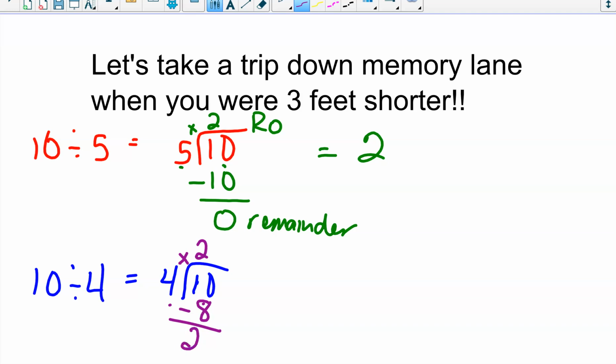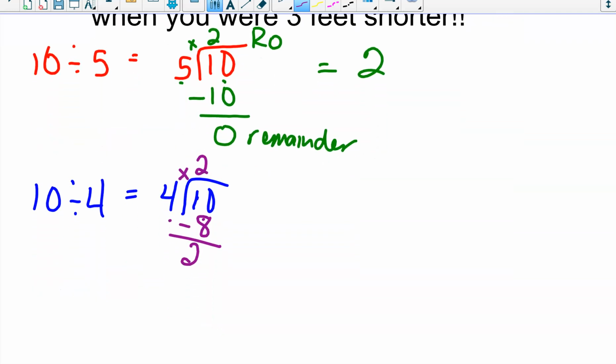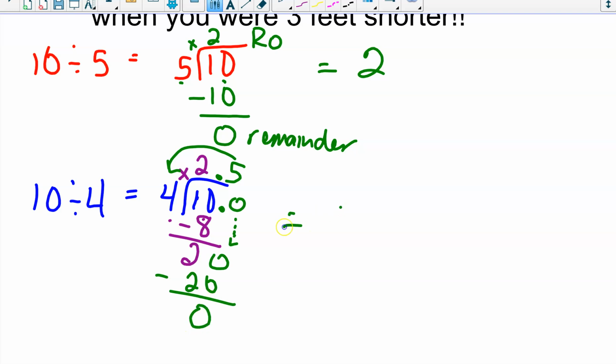Okay, and then if you were interested in the decimal part of this, you could add a 0, bring it down, put your decimal here so they lined up, and then 4 goes into 20 how many times? 5 times. 5 times 4 is 20. Draw the line, change the sign, and add those. So 20 and a negative 20 make 0, so your answer would just be 2.5. We're going to do it very similar when we have more complicated problems.